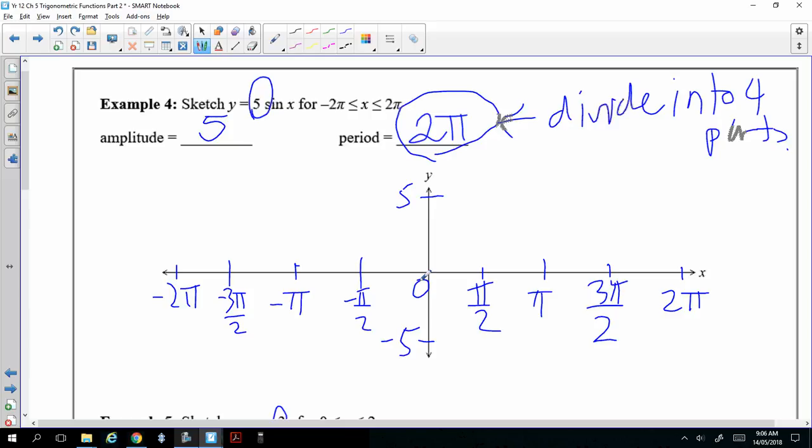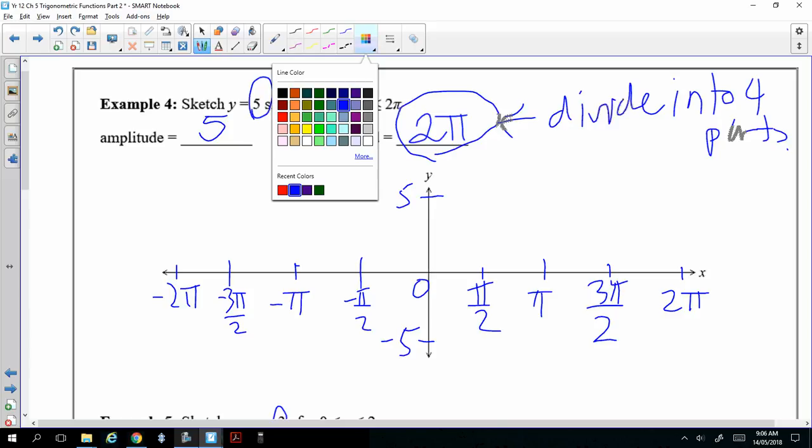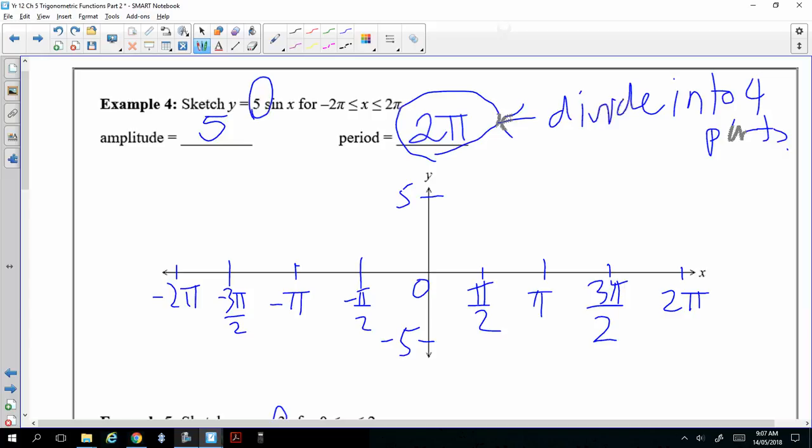So to draw the graph, remember this is psi. It starts from 0, goes to 1, goes to maximum, goes to 0, goes to minimum, goes to 0. So 0, max, 0, minimum, 0. Or middle, top, middle, down, middle. Just remember this rhythm. Okay, so we're going to join the dots.